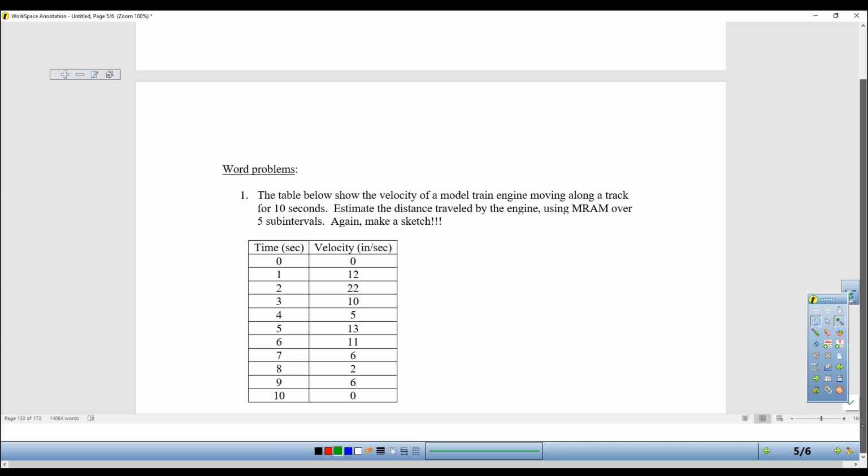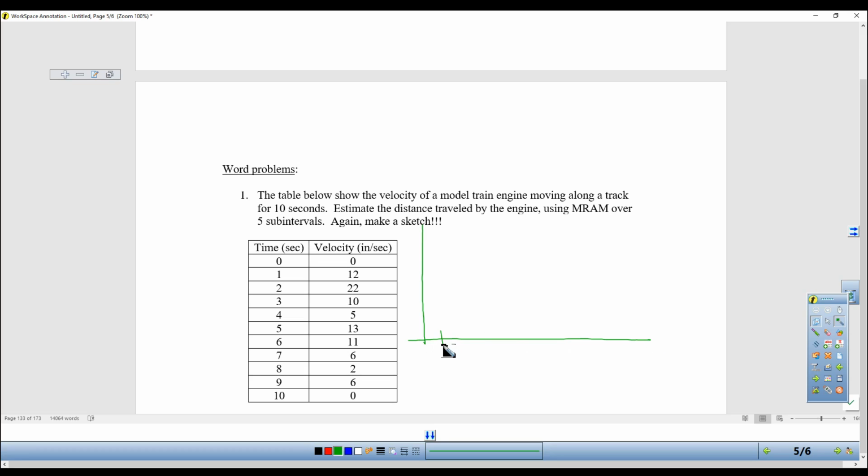All right, let's do an actual word problem for these. The table below shows the velocity of a model train engine moving along a track for 10 seconds. Estimate the distance traveled by the engine using MRAM over 5 subintervals. So again, that combination where you have 10 seconds long but only 5 subintervals will make it easier to do. So you only need 5 rectangles.